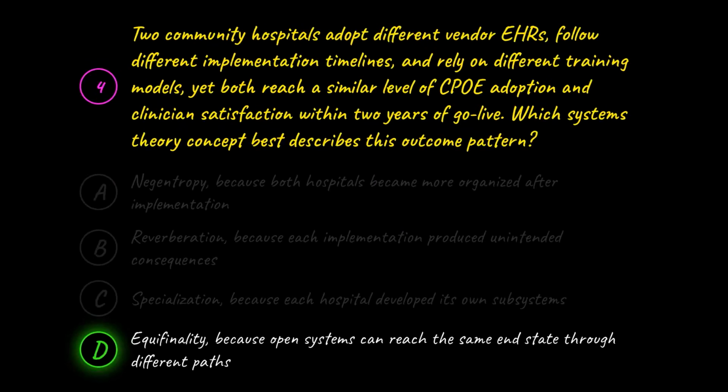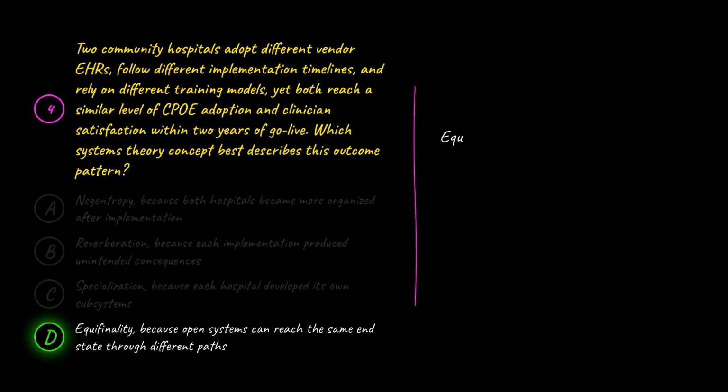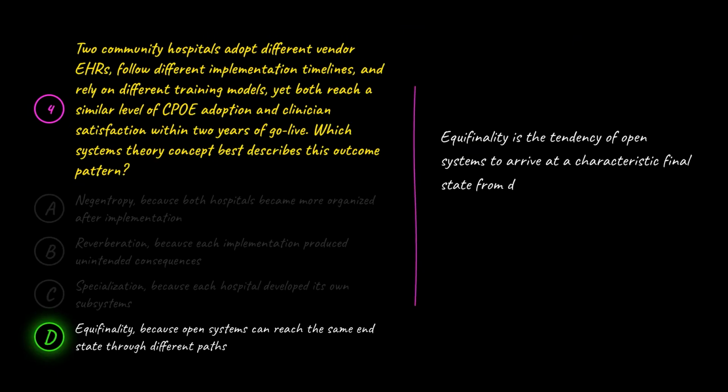The correct answer is D. Equifinality, because open systems can reach the same end state through different paths. D is correct because equifinality is a tendency of open systems to arrive at a characteristic final state from different starting conditions and through different routes.